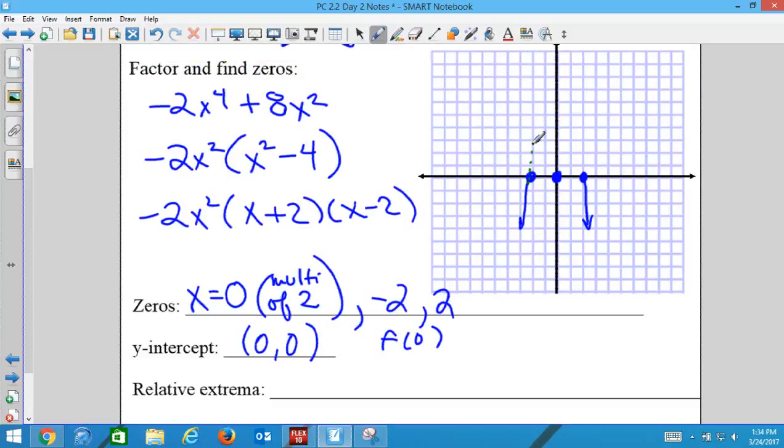I don't know how high up it's going to go, and we know it's going to bounce here, and it's going to go up somehow, and then come back down. We know it's going to look something like that, because there's 2 of them. That tells me it's going to look like a parabola if it's squared. And if it's to the first, it's going to look like a line right there. So if it's even, it bounces. If it's odd, it goes through.